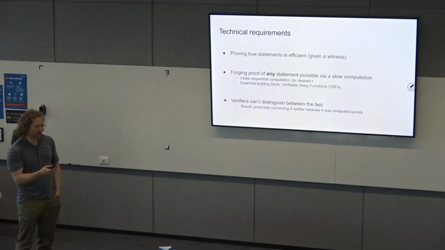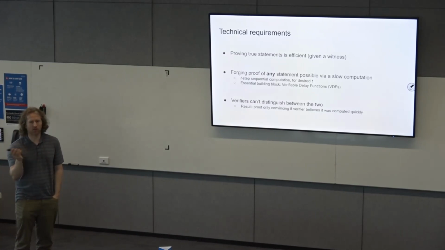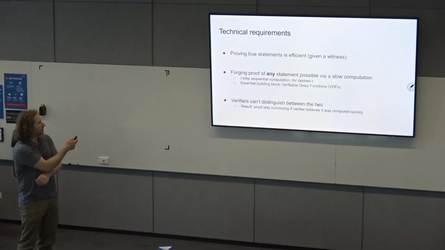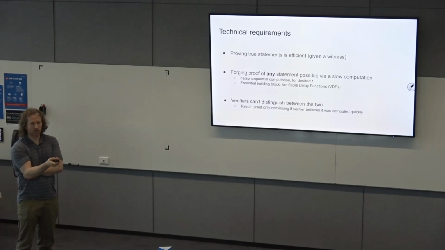And the way we do that is that there's essentially 2 algorithms to produce proofs. There's the traditional prove a true statement where you know a witness. And then there's a forgery that allows you to prove anything, but you have to do a slow computation to run the forgery algorithm. Okay, so you can prove a true statement efficiently if you know a witness. But if you don't know a witness or if the statement's false, you can still produce a proof through this forgery algorithm, but it's going to take you a long time.